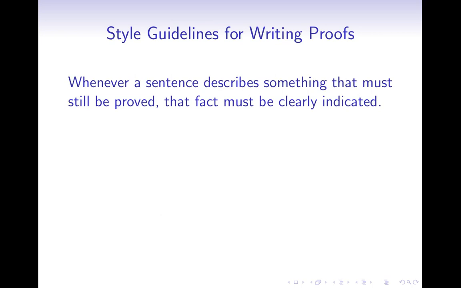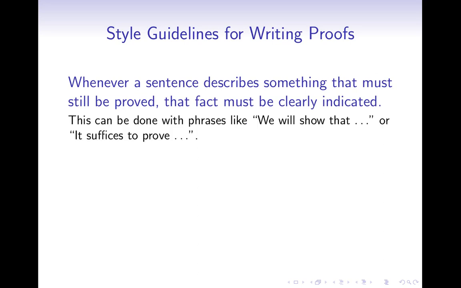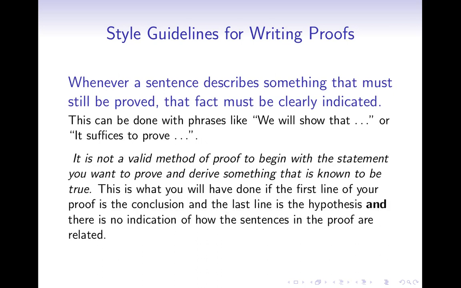And then here's something I mentioned earlier. Whenever a sentence describes something that still has to be proved, like the thing you're trying to show, you really need to indicate that fact. Otherwise, it's likely to be confusing. As I said before, you can use a phrase like "we will show that," or "it suffices to prove," or "our goal is to show," something along those lines.